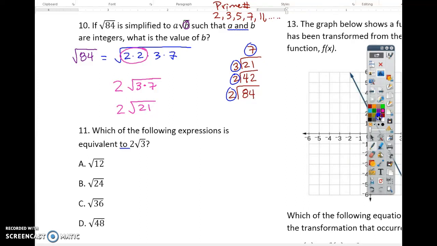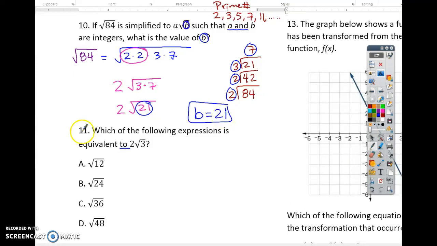And what was the question asking? The question was asking for B, the value of B. B is inside the radical. So what number is inside the radical? B is equal to 21. If it was asking for A, the answer would be 2, right? Because A is outside. But it's asking for B, and B is inside, so the answer would be 21.